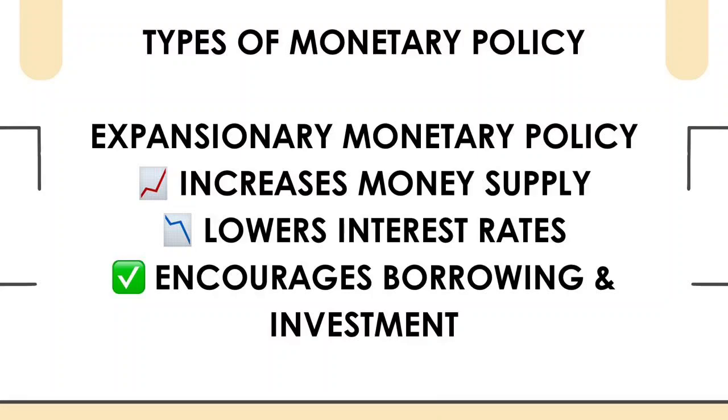So let's compare them. Expansionary is used when the economy needs support. Contractionary is used when inflation needs to be controlled. So think of it like driving a car. If the car is moving too slow, you press the accelerator. That's called expansionary policy. If the car is moving too fast, you apply the brakes. That's called contractionary policy. So this simple analogy can help you remember the difference forever.